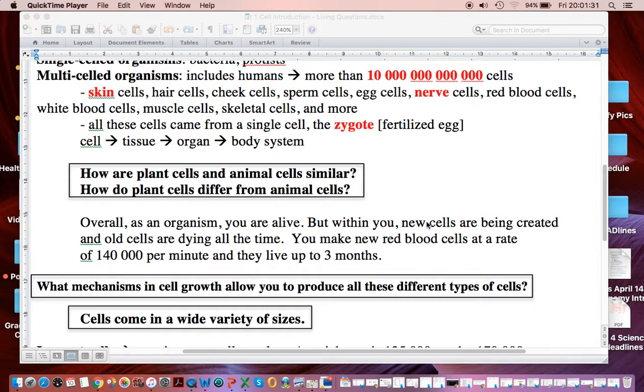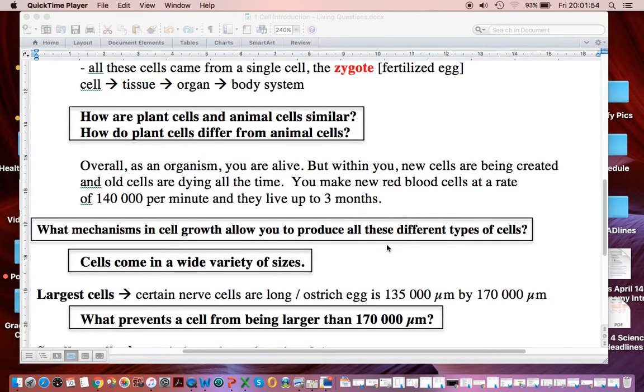A big thing in this section is we want to know the differences and similarities between plant cells and animal cells, and we'll see that in diagrams and also description of the structures. We have to realize in your case, and all human cases, we have cells being produced and cells dying all the time, but overall you maintain your life.